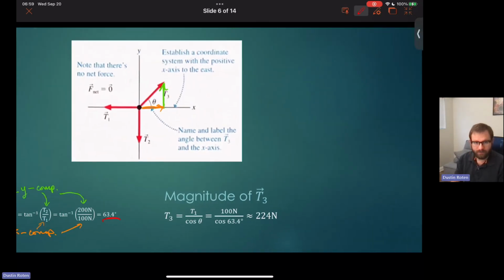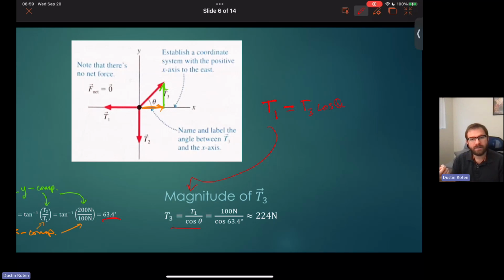So what would the magnitude be? Essentially, all we need to do here is take one of these equations from earlier. We have T1 equals T3 cosine theta. All we need to do is rearrange it. We can divide both sides by cosine theta, okay? And that's going to give us this equation right here.